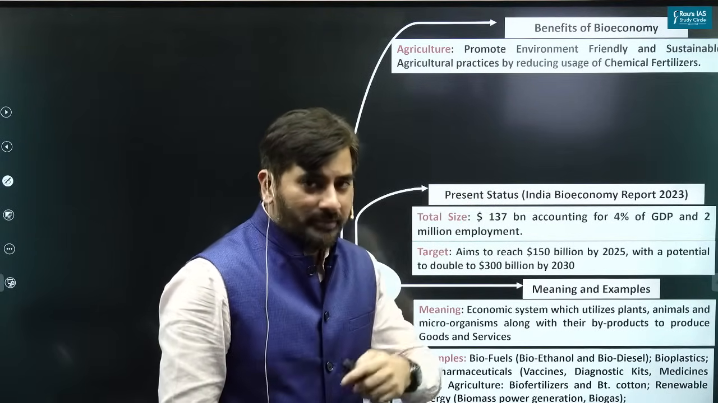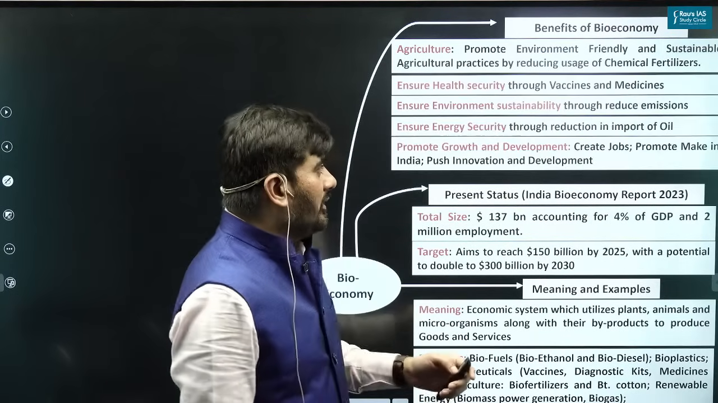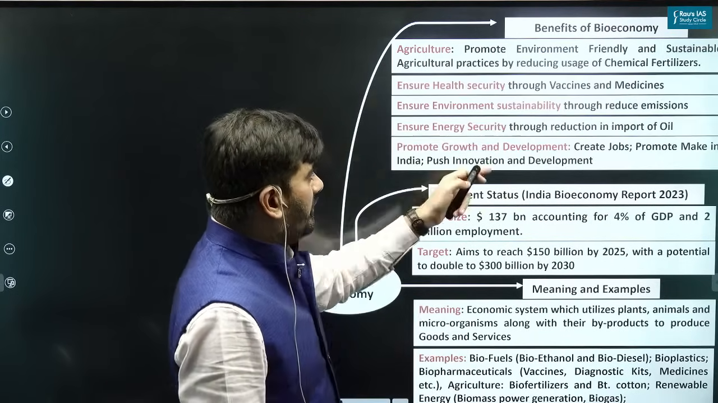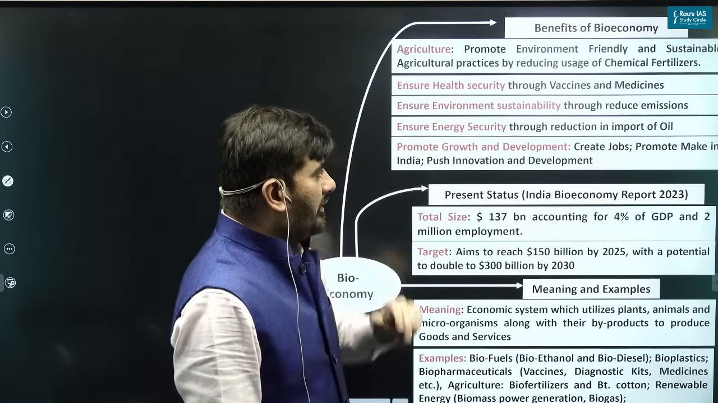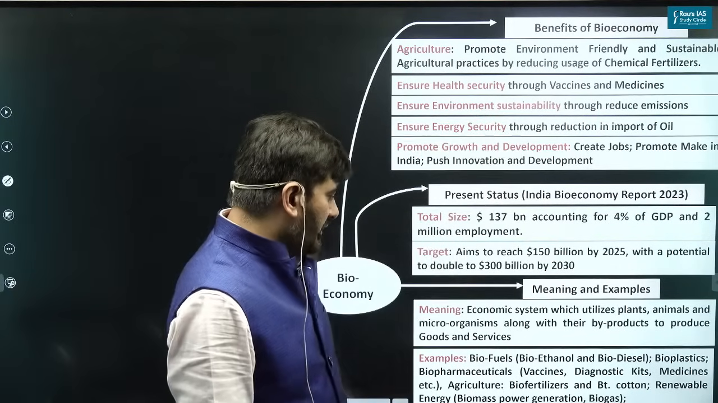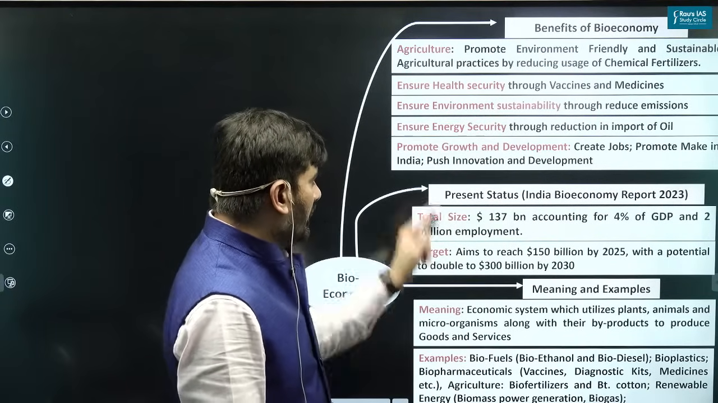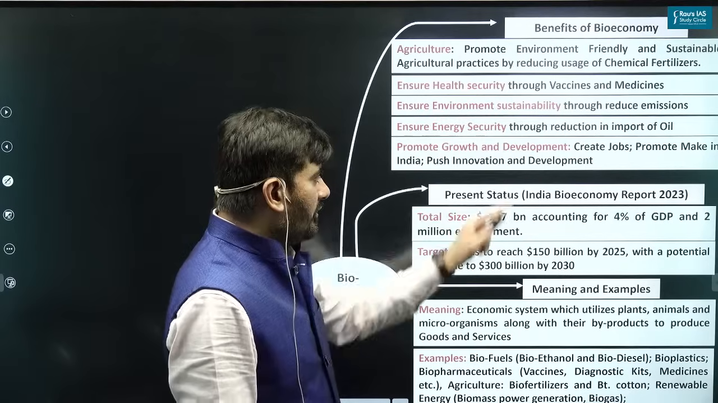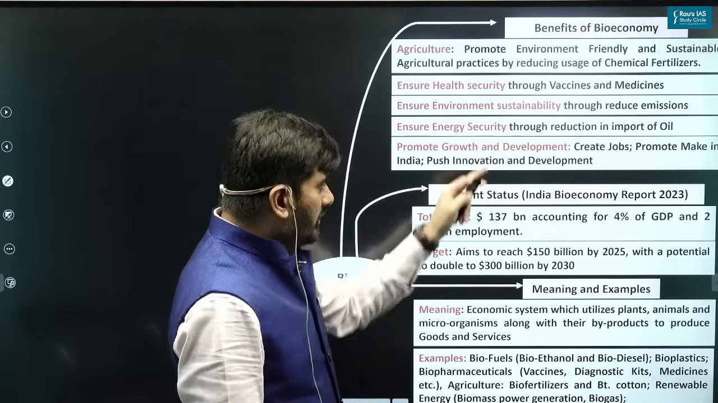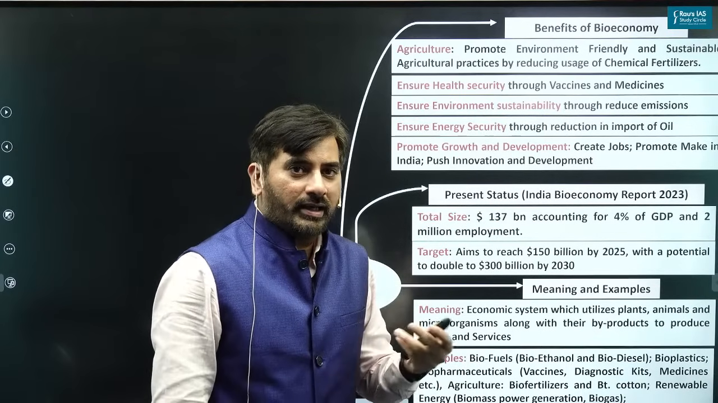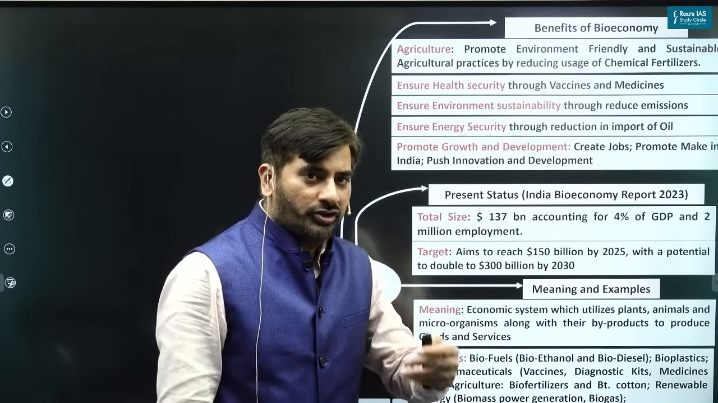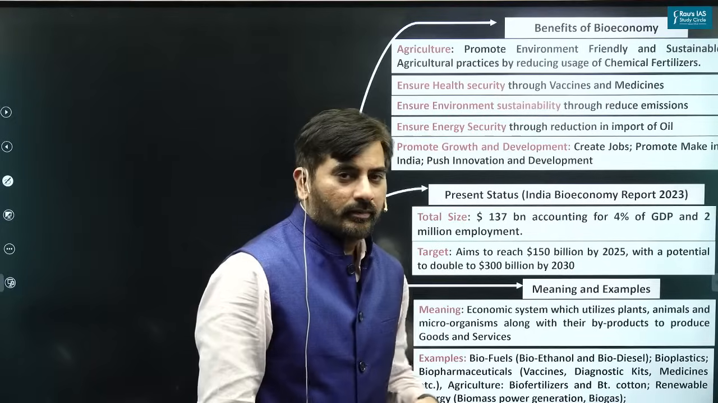Same way, we can have health security by production of vaccines and medicines. We can ensure environmental sustainability through reduction in emissions through biofuels. We can ensure energy security through reduction in the import of oil, and can promote growth and development, like create jobs, promote Make in India, push innovation and development.